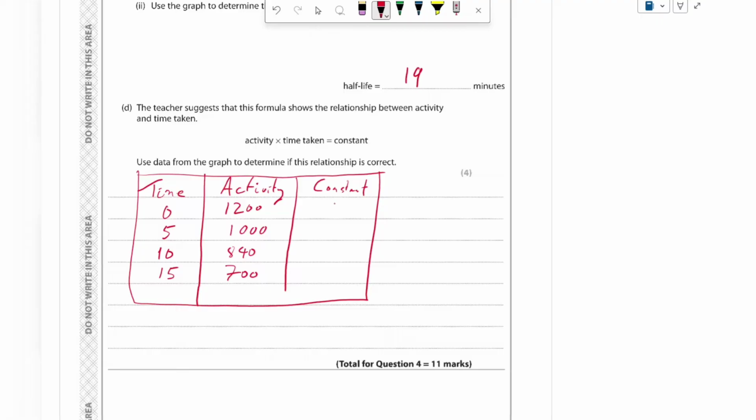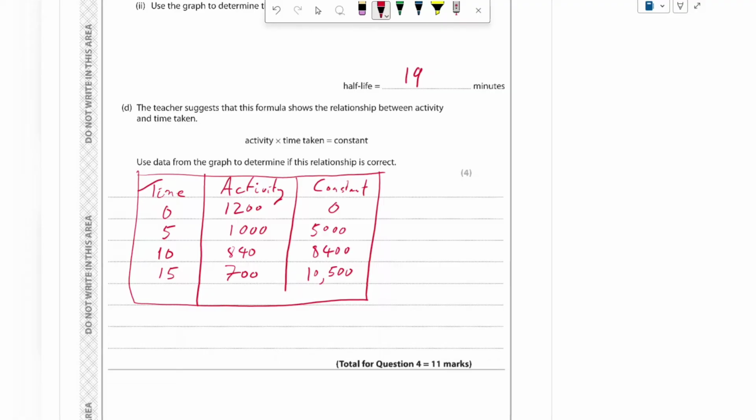So activity times time, well, because you're timing it by 0, it's 0. 5 times 1,000 is 5,000. 10 times 840 is 8,400. Yeah, it's not looking good actually. This is at 15 times 700 is 10,500. So yeah, it's not true actually.